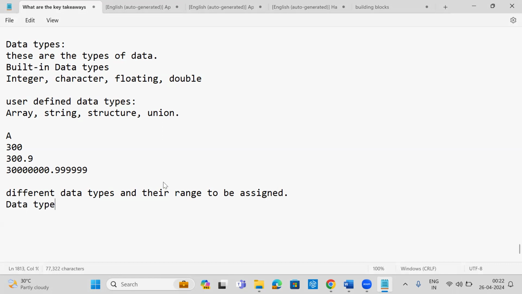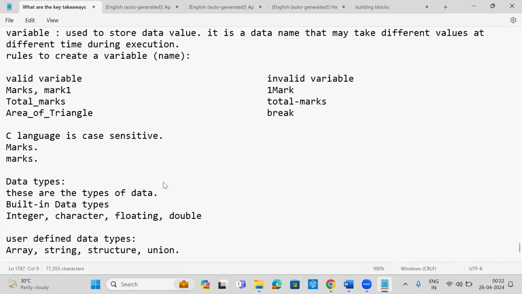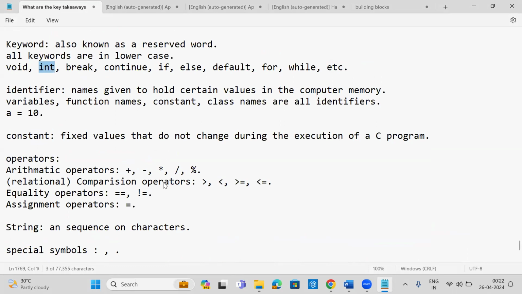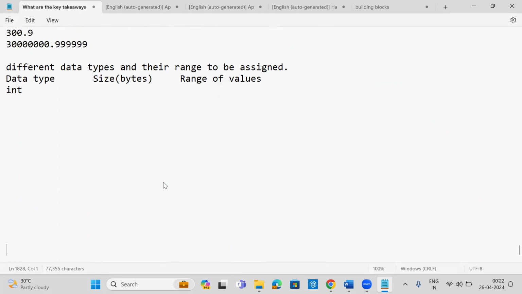So I will make the columns like data type, then size in bytes, then range of values. Now, for the integer data type, we write int, okay? Int is a keyword again. Did I write it at the beginning? Yeah, you can see I've written int. So int is a keyword. To denote an integer data type, we use int.